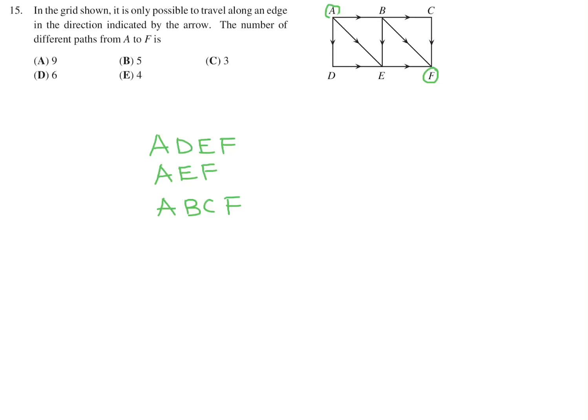And then A, B, E, F. And I think one more. A, B, F, like that. And I think that's it. I don't see any other way of getting to F, unless you're going backwards or something like that. But all that stuff is not allowed. You can only go in the directions of these arrows. So 5 possible paths, and therefore number 15, the answer is B.